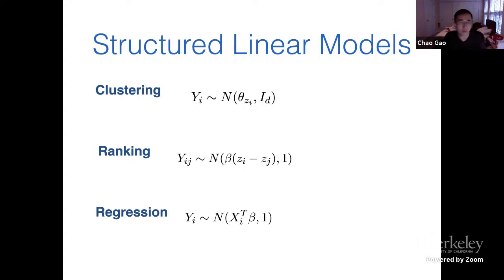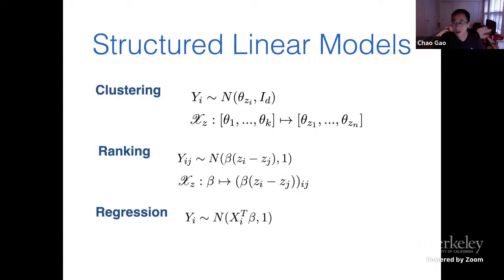For example, in clustering, we have the Gaussian mixture model. Here, the corresponding linear operator just maps the matrix that consists of k clustering centers to the expectation of the data matrix. And for the ranking task, what we have here is a very simple pairwise difference model. And what the linear operator does is to map this one-dimensional parameter beta to the expectation of the data matrix. And then finally, the linear regression model is also a special case. This is kind of obvious because the linear operator is fully determined by the design matrix of the problem.